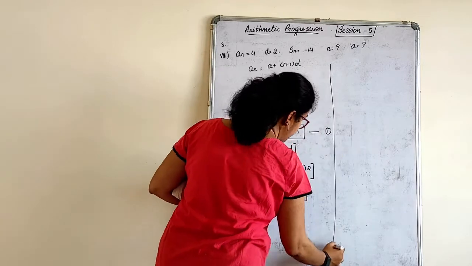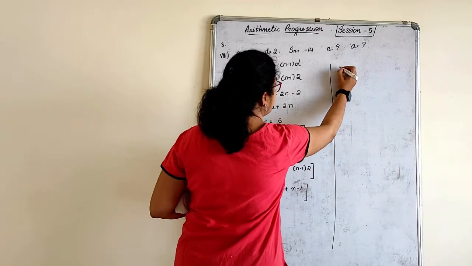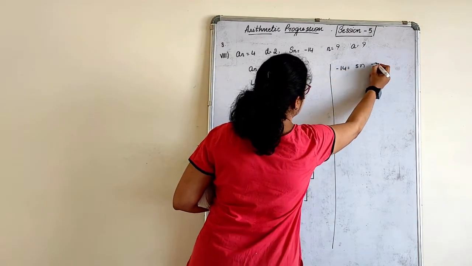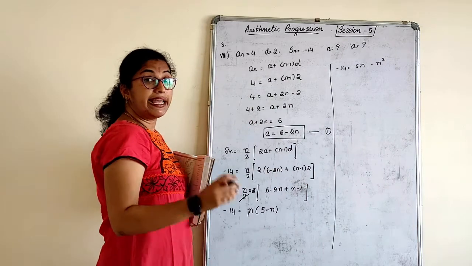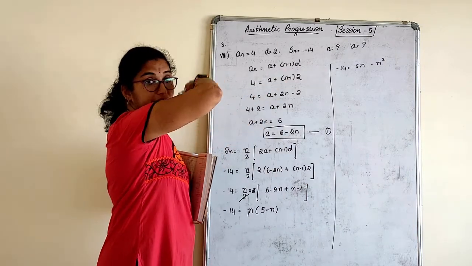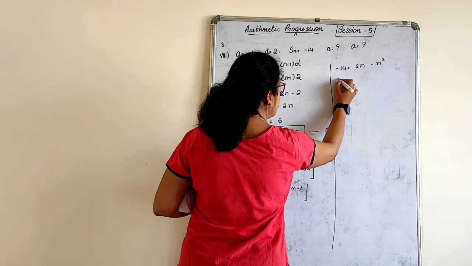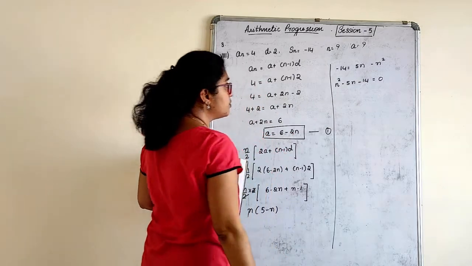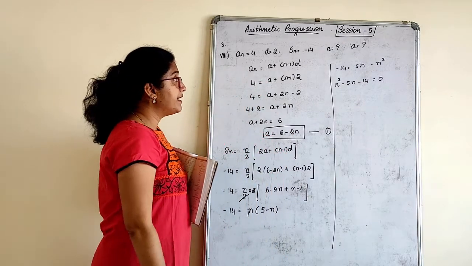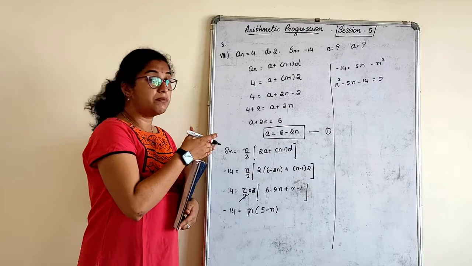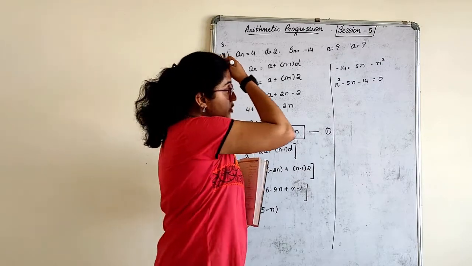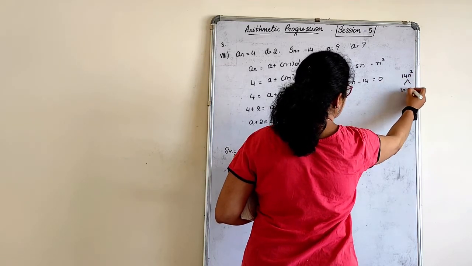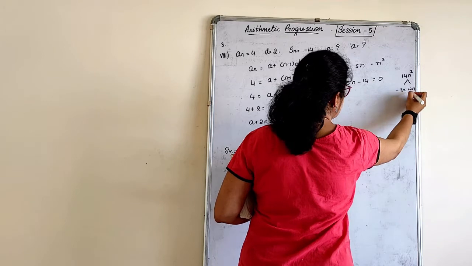I'll do this side, children. n into 5n is 5n, n into minus n is minus n square. Since we do not keep the n square term in minus, let us shift everything to our left hand side. n square minus 5n minus 14 is equal to 0. As I had told you, whenever we get to find n in the Sn part, it is always a quadratic equation. So 14, 7 2s are 14. We want minus, so minus and plus.